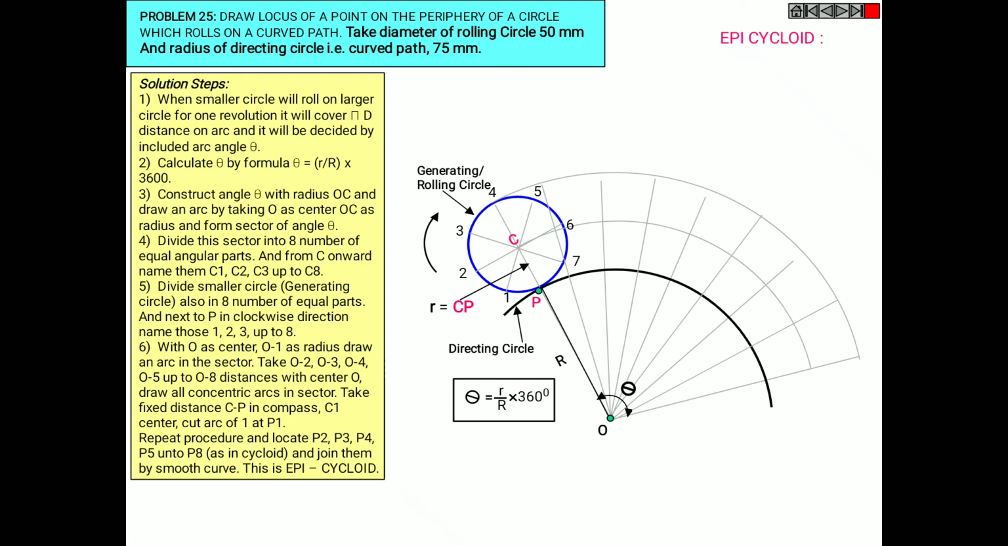And with O as center and O to C as radius, extend the arc and draw another rolling circle at the end of the arc. In the same order you need to extend the arcs from 3 by taking O as center, passing through 5, and the same from 1 passing through 7, and similarly from 2 and so on.